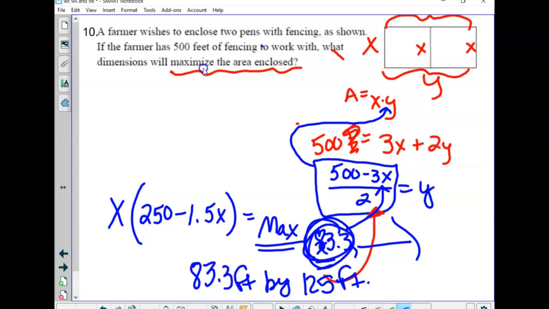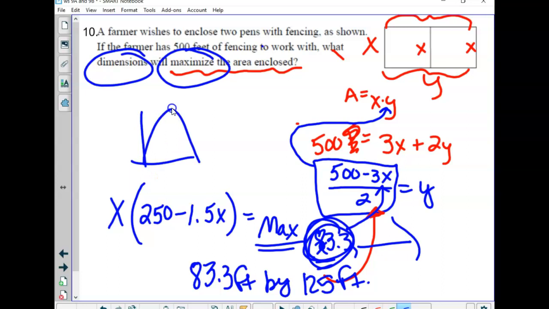It asks what the dimensions are, and we used X and Y for the dimensions. This is an expression for the area, and we wanted the maximum area. So I graphed it and found the maximum. I could have also done negative b over 2a. I don't know what your question is, Martin.